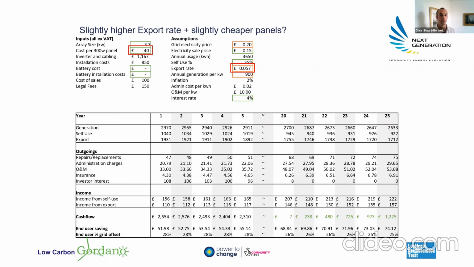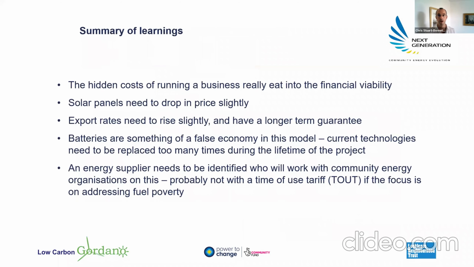Possibly panels will drop further and therefore you don't need the higher export rate. But that would get you to a state where this scheme would work. However, at the moment, because of the absence of an energy supplier and because of the current state of the variables that we can't control, it's not. So a summary of the learnings.